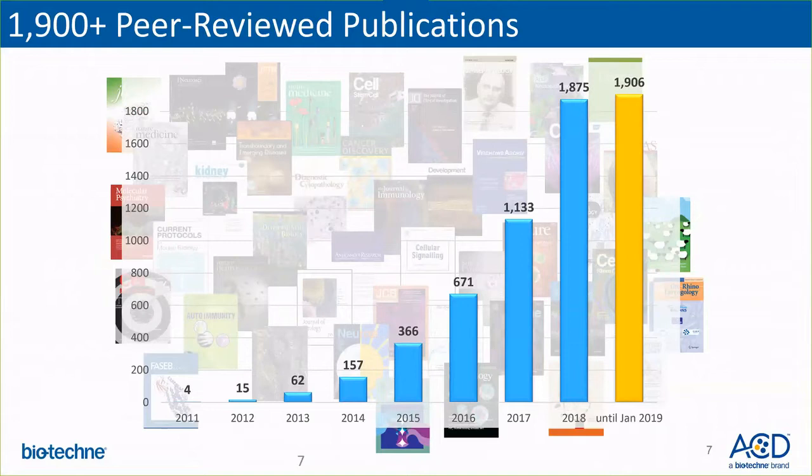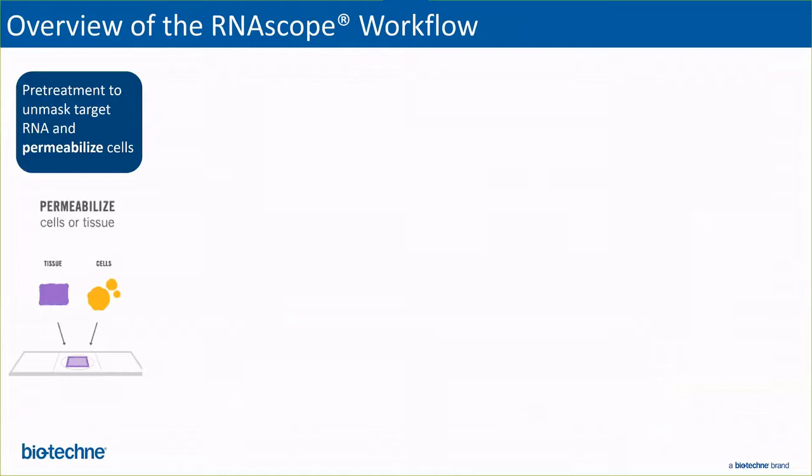Here is a brief overview of the RNAscope workflow. The RNAscope assay is a slide-based assay and is intended for use on sample types similar to that used with immunohistochemistry or immunofluorescence. The assay starts with permeabilizing the sample with reagents provided in the pretreatment kit. The pretreatment allows unmasking of the target mRNAs, thus allowing the target probe to penetrate into the cell and hybridize the target RNA sequence.